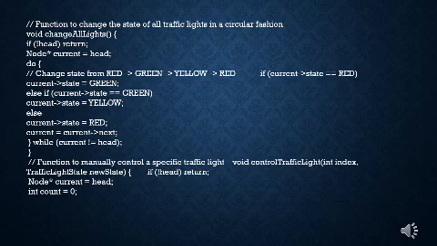Function to manually control a specific traffic light by its index. If the list is empty, exit the function. Declare a pointer current and initialize it to the head node. Initialize a counter, count, to keep track of the node index. Again start a do-while loop to traverse the circular linked list.